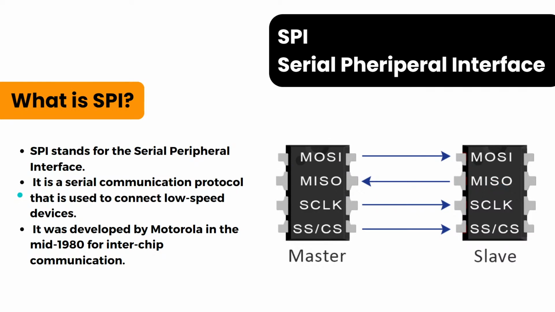The simplest configuration of SPI is a single master, single slave system, but one master can control more than one slave.